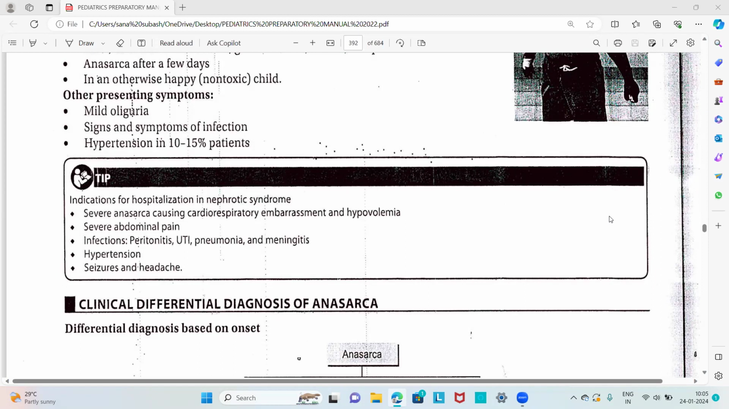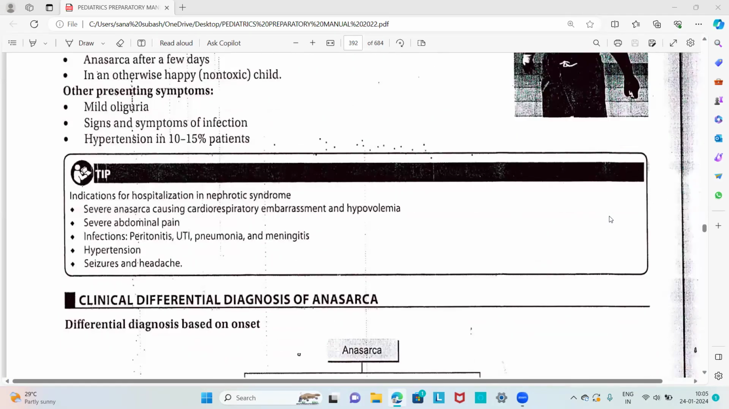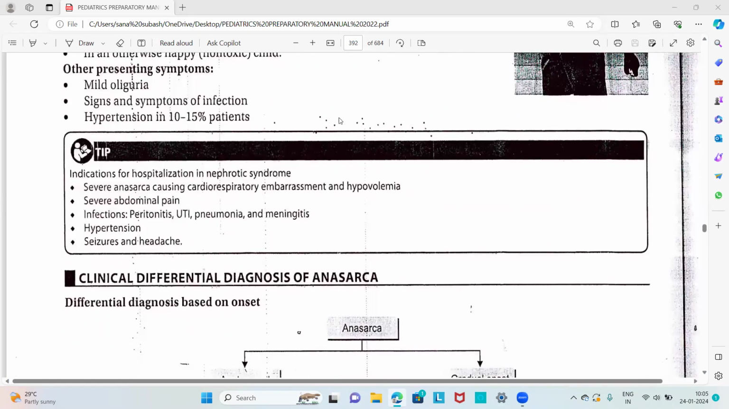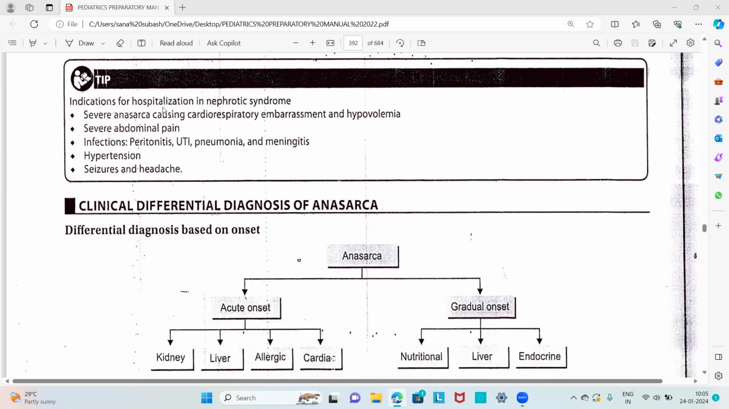The other presenting symptom is that the child usually presents with renal edema, and mild oliguria. Signs and symptoms of infection as a complication, and hypertension in 10 to 15% of patients. These are the indications for hospitalization in nephrotic syndrome: severe anasarca causing cardiorespiratory embarrassment and hypovolemia, severe abdominal pain, infections like peritonitis, urinary tract infection, pneumonia, and meningitis, hypertension, seizure, and headache.